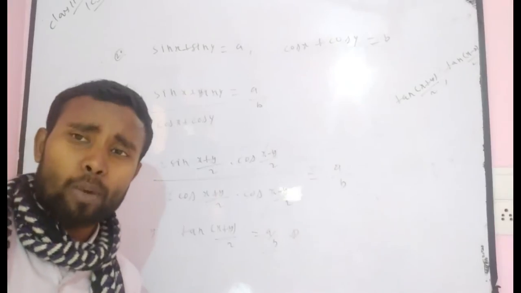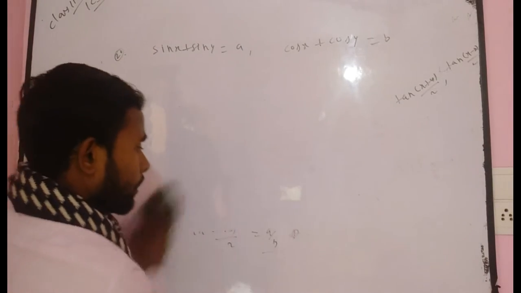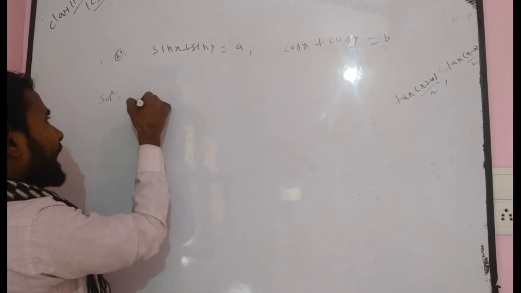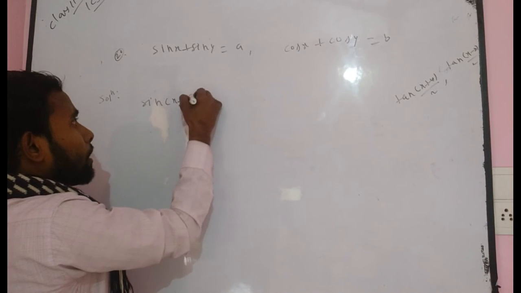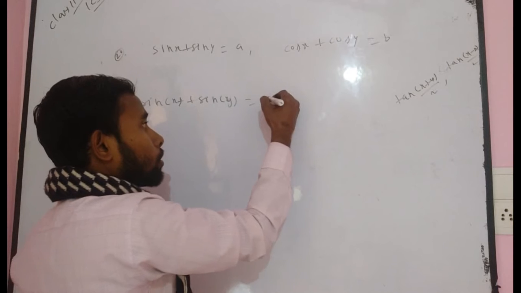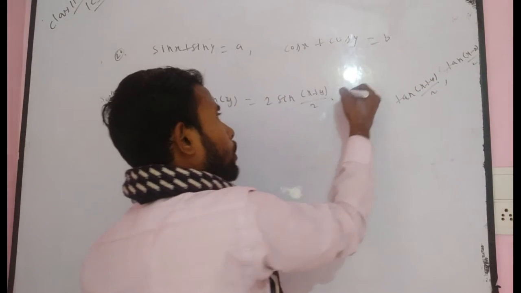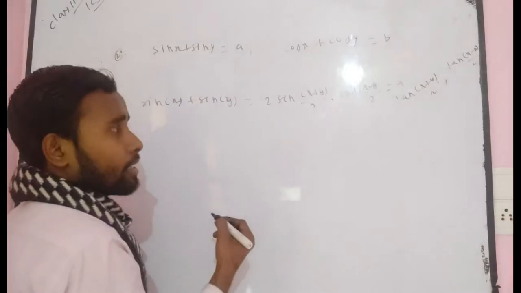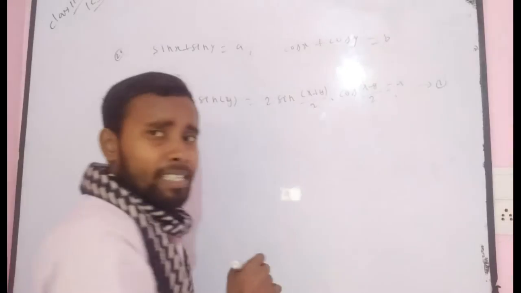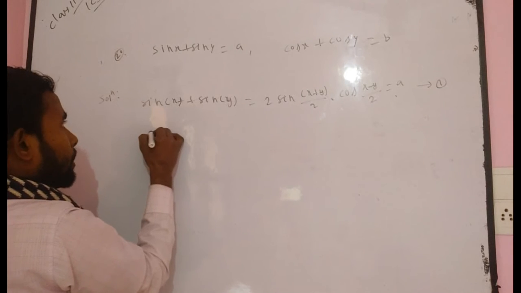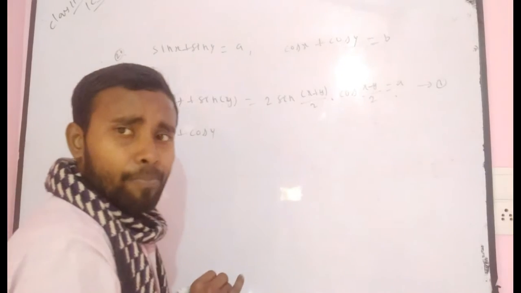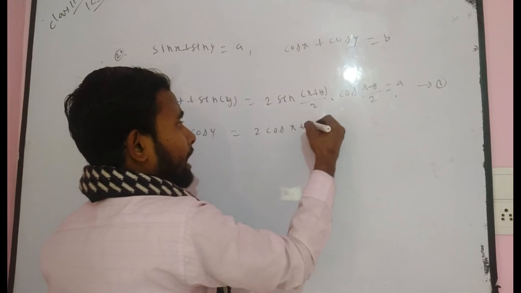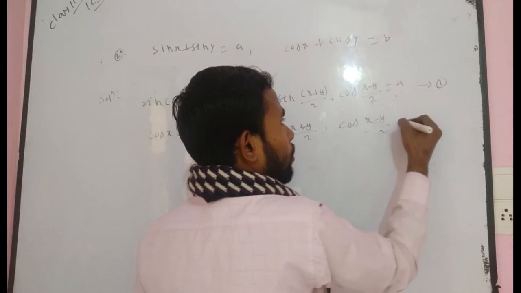Now you have to find tan (x−y). So if you want to find tan (x−y), how can you solve it? As we know, sin x plus sin y is equal to 2 sin (x+y)/2 into cos (x−y)/2 is equal to a. Suppose that is your first equation. Now cos x plus cos y: cos x plus cos y is equal to 2 cos (x+y)/2 into cos (x−y)/2. Can you write it is equal to b? It is your second equation.